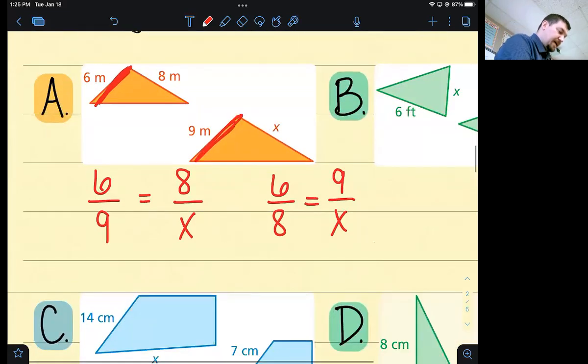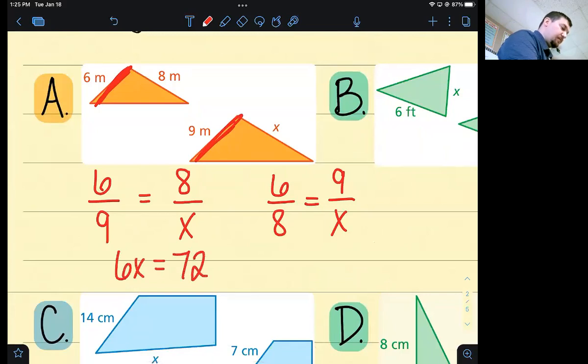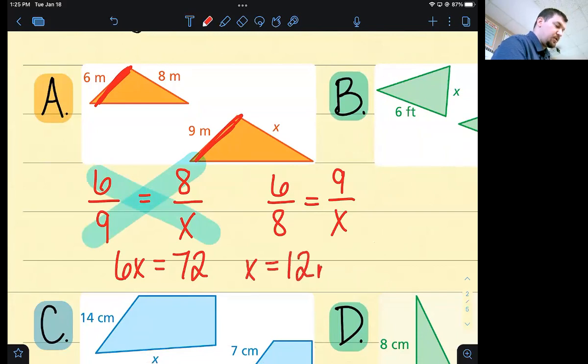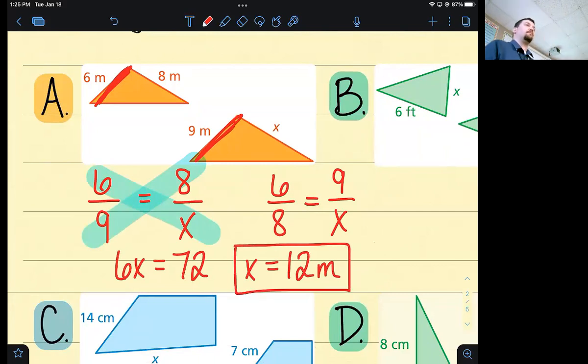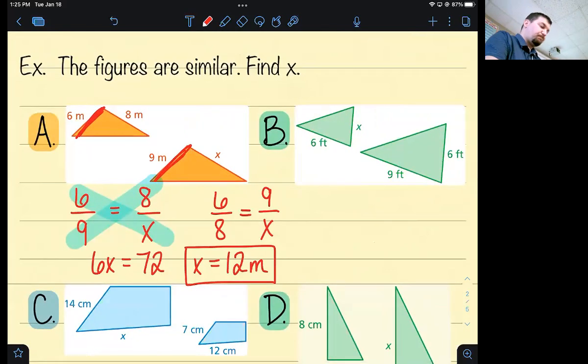You'll get 6x equals 72 when you cross multiply the 9 and the 8 together. And then 72 divided by 6 is what? Brady? 12. So x equals 12. And because it's a geometry problem, yes, we do need to label, and it's meters. Just meters for this one. So more than one way to set up your answer.